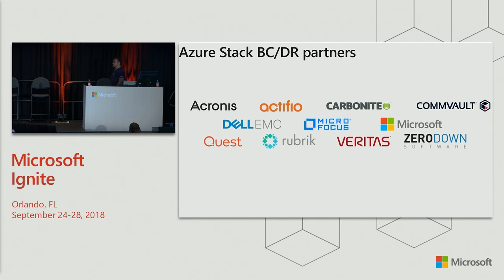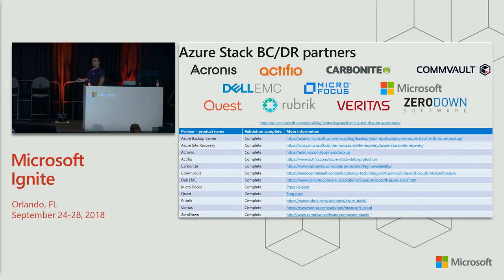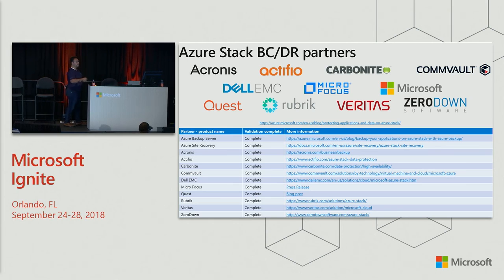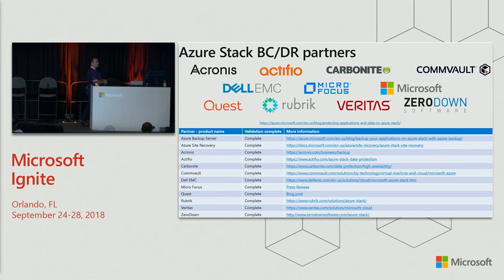So these are the partners that we've been working with. This is very similar to the list we were tracking last Ignite. We've got a lot of these partners that have produced reference architecture, that have been working with partners like HPE and Cisco and others to provide you backup solutions, DR solutions.